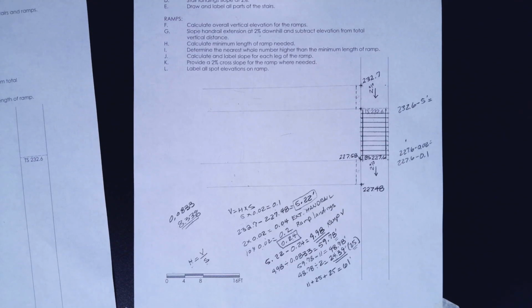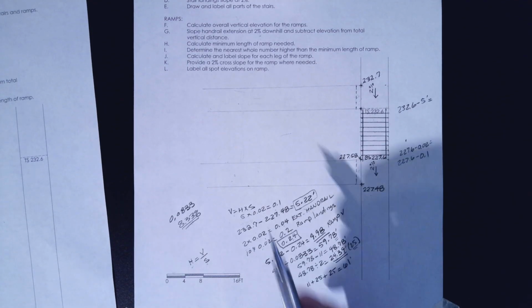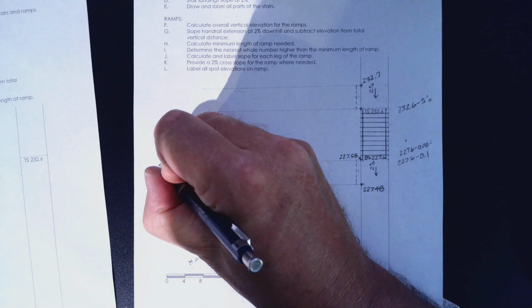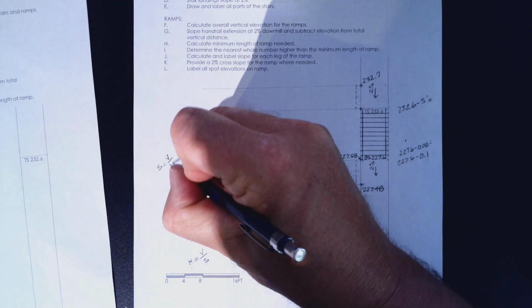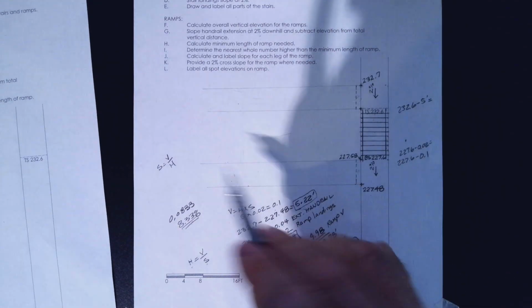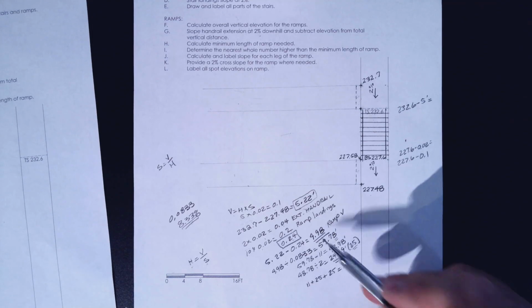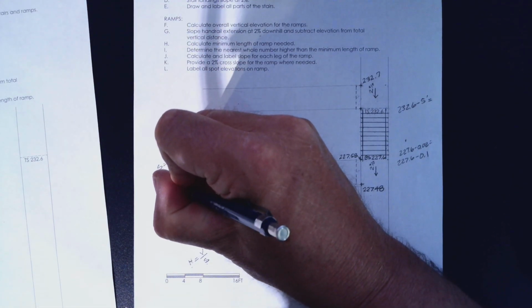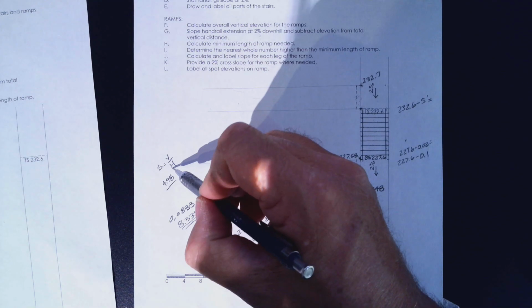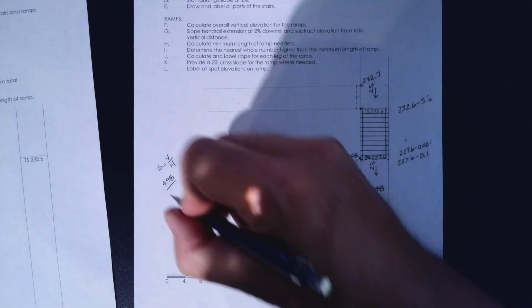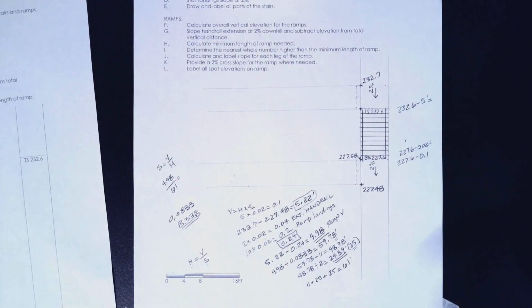So what we want to do is figure out our slope of these ramps. What is slope? Slope equals vertical divided by horizontal. What did we say our vertical of the ramp was? Vertical is 4.98. And we've got to divide that by our horizontal, which we said is 61 feet. So divide that by 61. And what do you get?